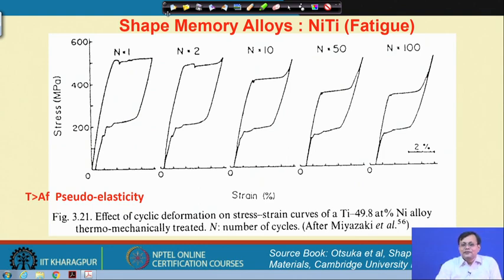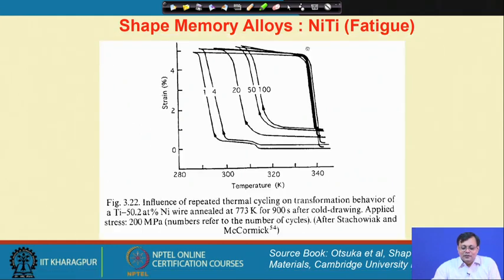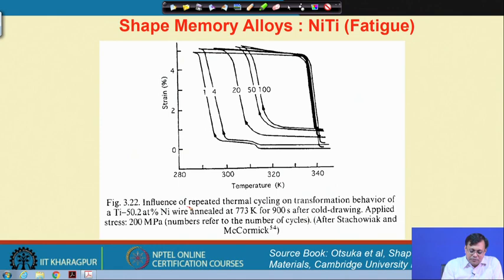Now, a similar effect we can see in the case of thermal fatigue. If I keep on increasing and decreasing the temperature, what will be the effect? This is a very interesting phenomenon. Please have a look here. This is repetitive thermal cycling and its effect on the transformation temperature and behavior of a titanium nickel alloy, which has been annealed at 773 Kelvin after cold drawing.